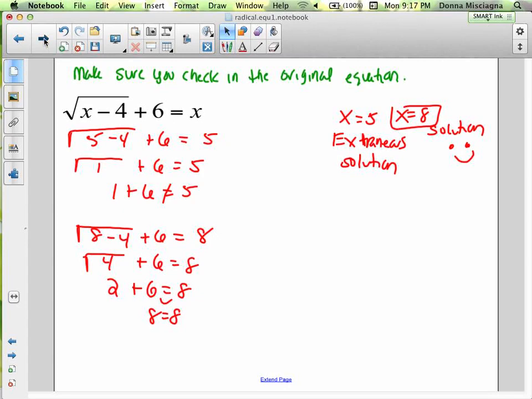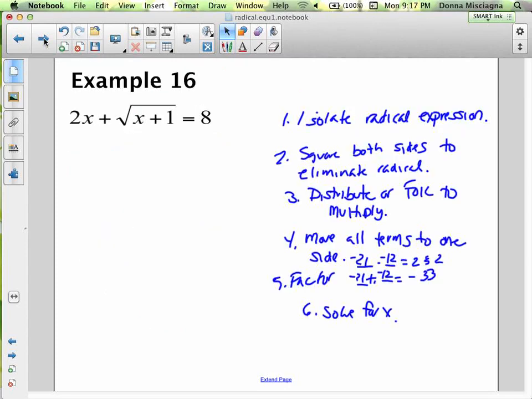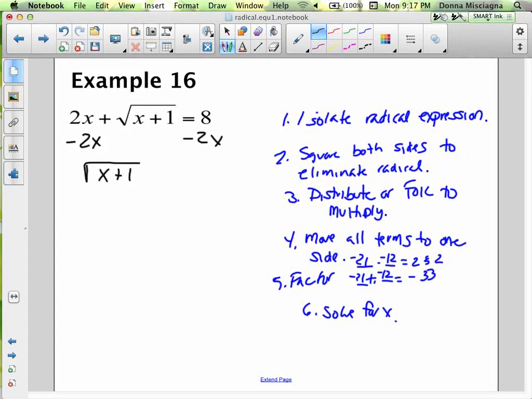Let's look at the next one. So we have 2x plus the square root of x plus 1 equals 8. We need to isolate our radical expression, so we're going to subtract 2x from both sides. All right, so we have the square root of x plus 1 equals negative 2x plus 8. We're going to square both sides.